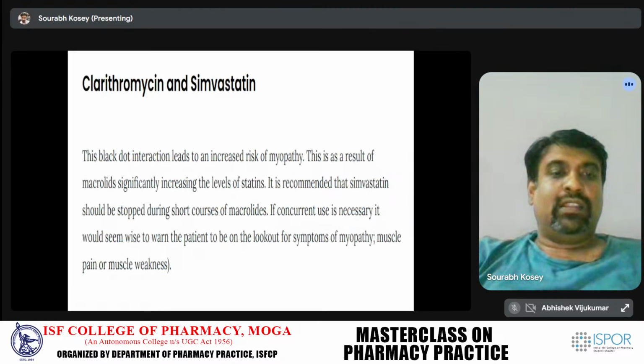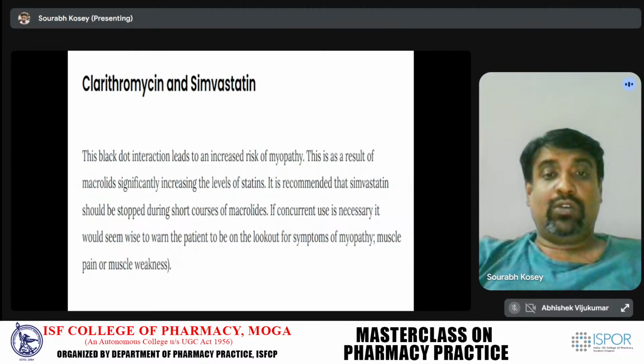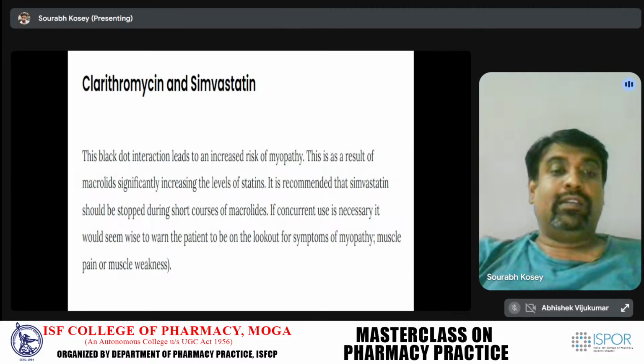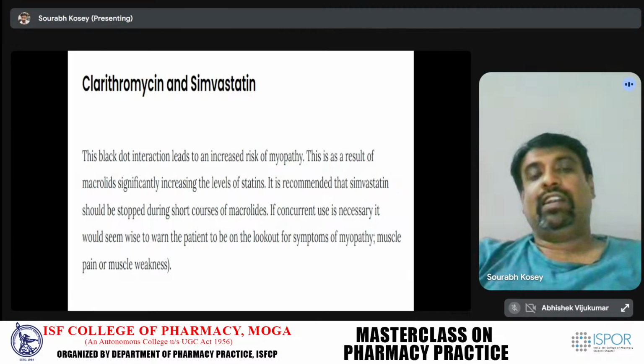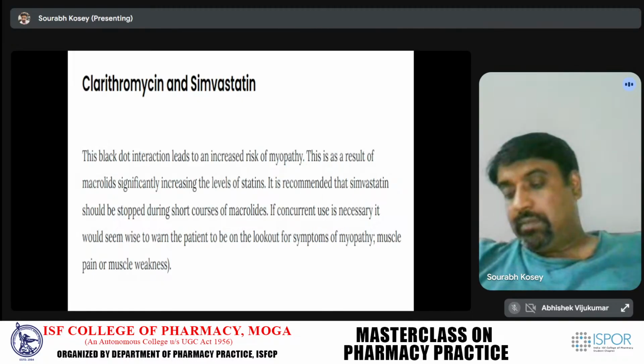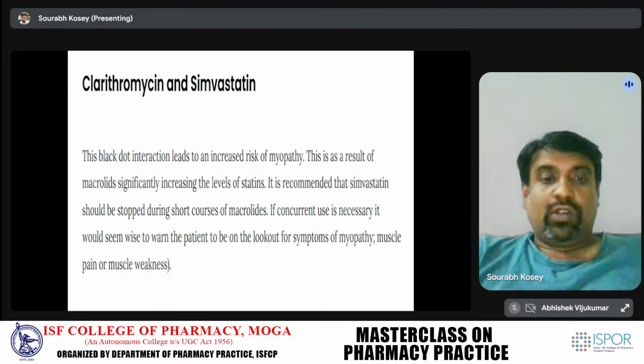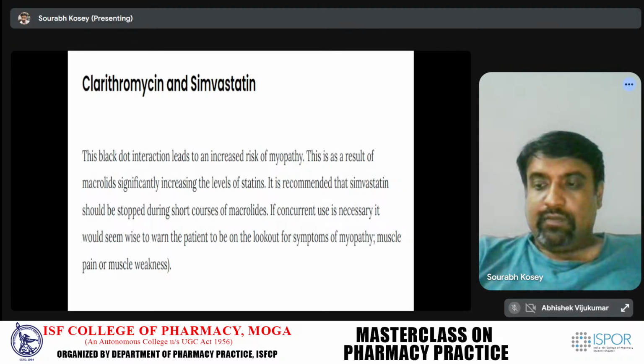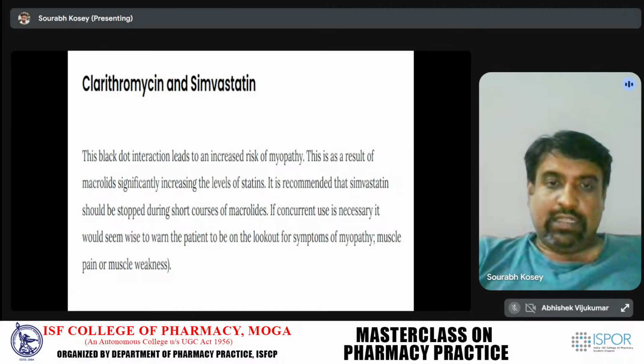Clarithromycin and simvastatin, this black dot interaction particularly increases risk of myopathy. This is a result of macrolide antibiotics significantly increasing the level of statins. So it is recommended that simvastatin in particular should be stopped during a short course of macrolides. And in this particular regard, we need to understand one point, that where we do not have that molecule of concern, we should avoid using it altogether.